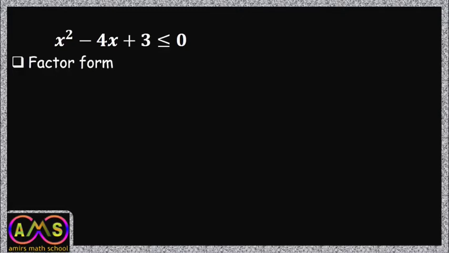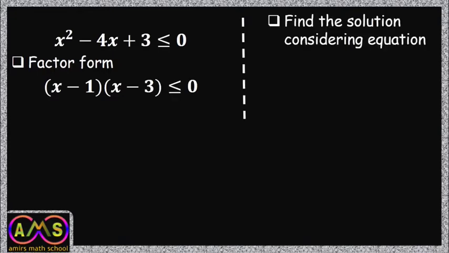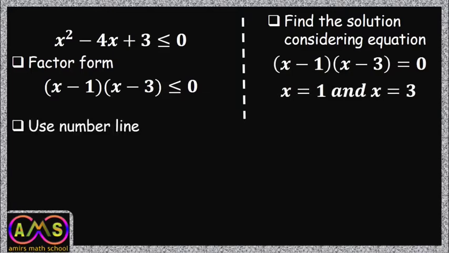Let's solve another inequality, that is x² - 4x + 3 ≤ 0. Similar to the previous one, first write it in factor form, that is (x - 1)(x - 3) ≤ 0. Then, considering it as an equation, find the solution of the equation, that is (x - 1)(x - 3) = 0, that is x = 1 and x = 3.